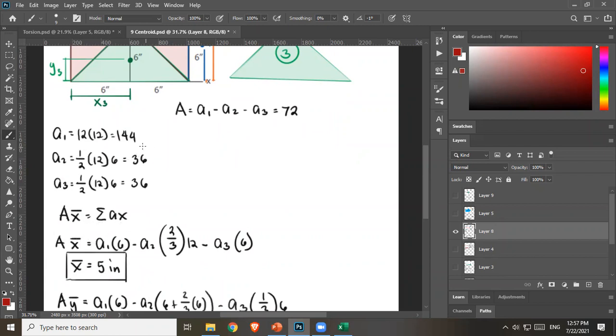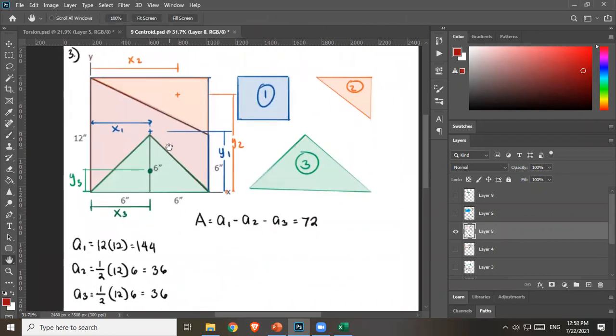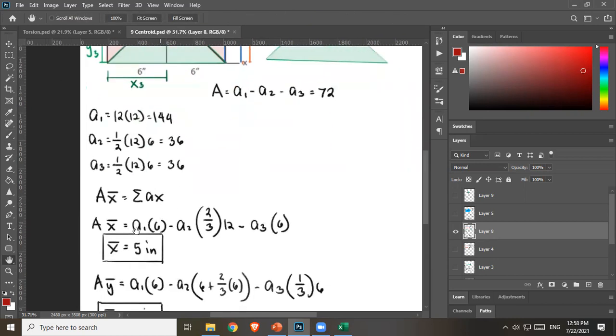So let's start with A1. A1 again is just your rectangle. Sorry, we're starting with X bar. So X is half the base, and that is 12. So half of that is 6. So that's why distance is 6.